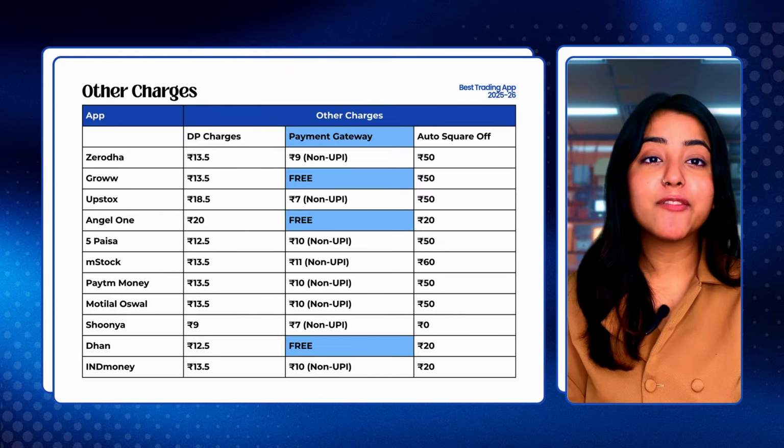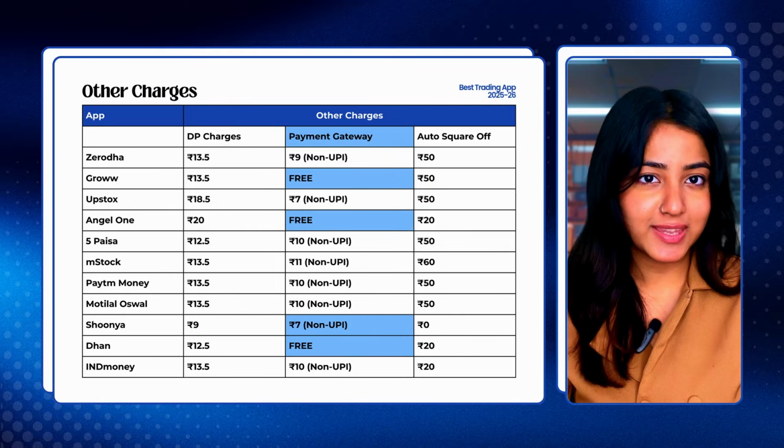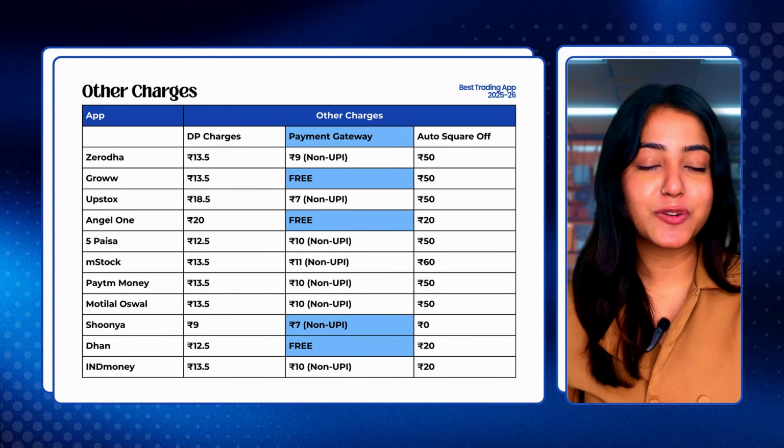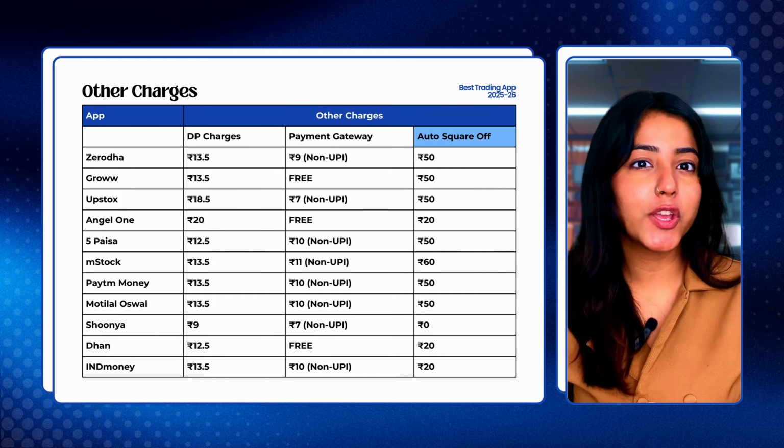Dhan, Groww and Angel One have made this free. Shunya charges rupees 7, the rest charge between rupees 9 and rupees 11. Now we have the auto square off penalty.